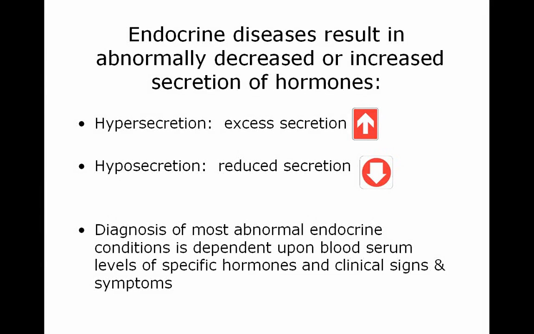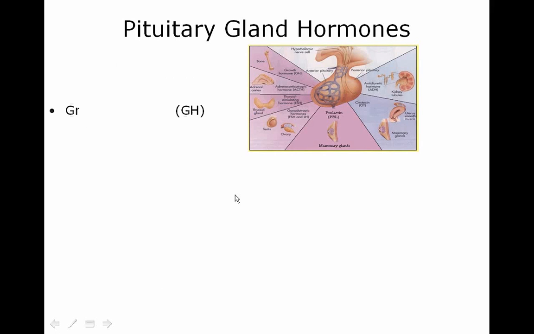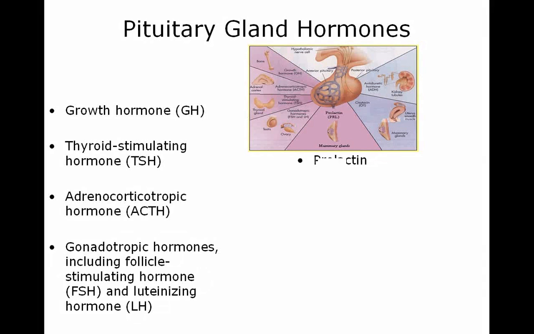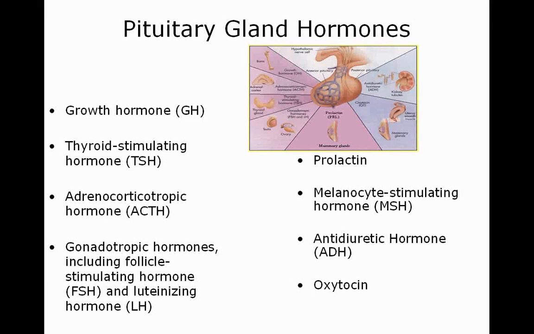I'm going to cover every condition of the endocrine system described in your textbook. Starting with the pituitary gland hormones, I'm going to talk a little bit about the normal production from each of these glands and the normal hormones they produce. So again, starting here with the pituitary gland, which is referred to as the master endocrine gland.